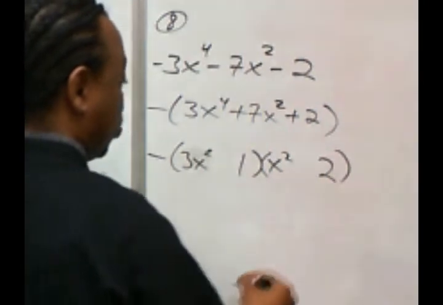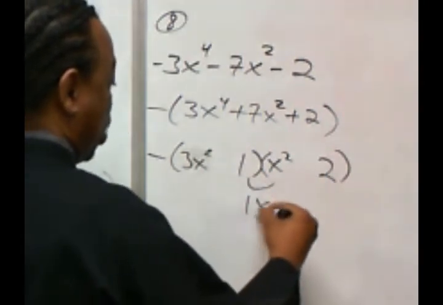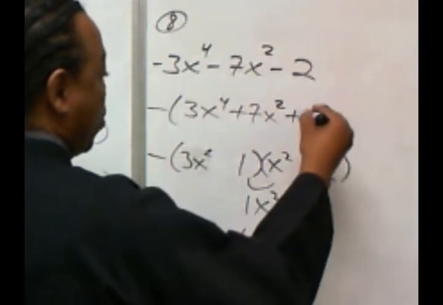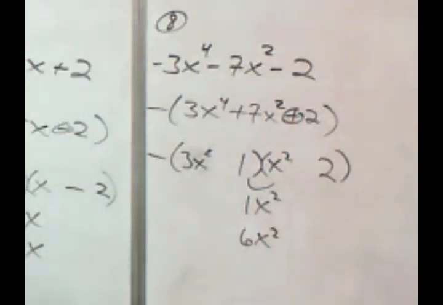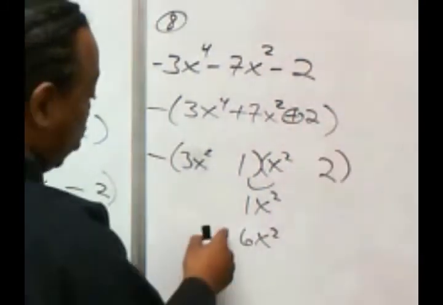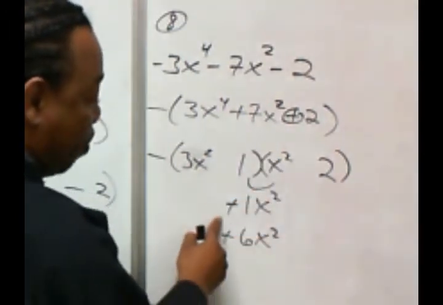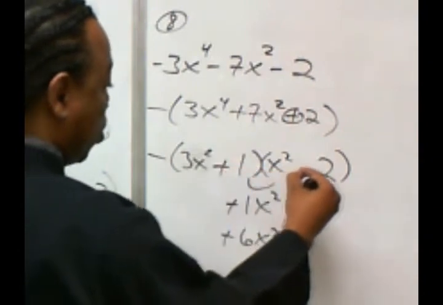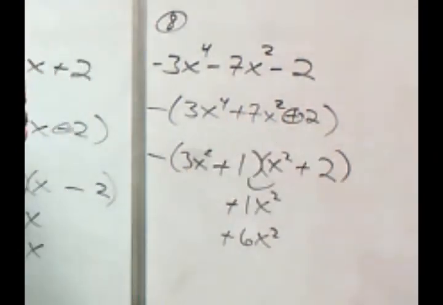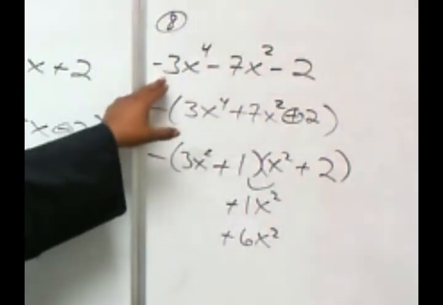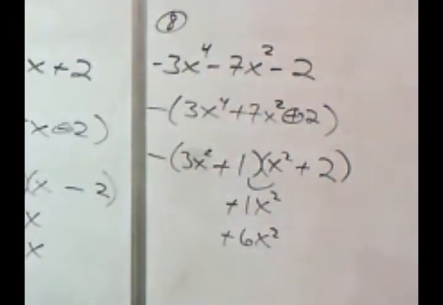1 times 2. So in the middle we have a 1x squared. Outside we have a 6x squared. And this tells us that our signs need to be the same to get a positive 7x squared. So positive here, and this was our original binomials and negatives. That gave us the negative 3x to the fourth minus 7x squared minus 2.